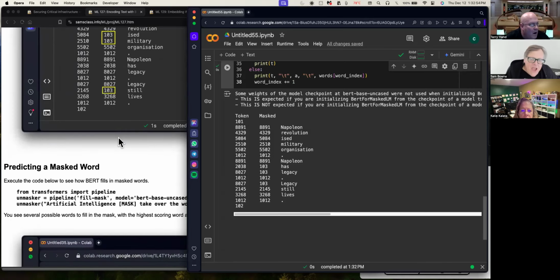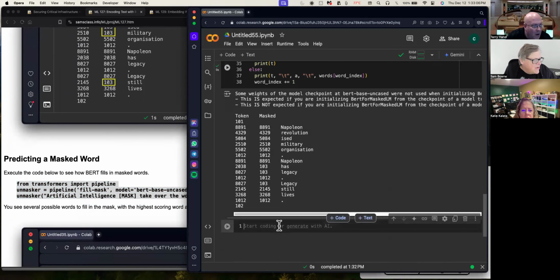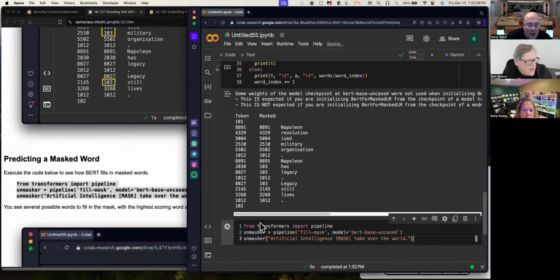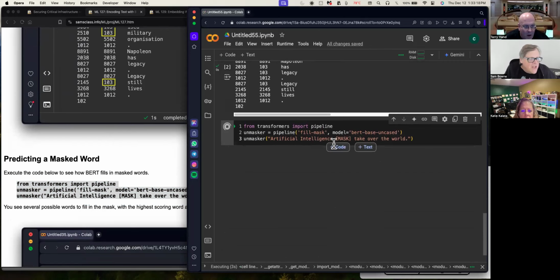And BERT has already learned a whole vocabulary of most of the English words. So we can now try to predict a masked word. And this is one I've shown in the lecture before. This is where I got that image from this project. So I have the sentence, artificial intelligence mask take over the world. And the BERT pre-trained model will calculate what the most likely words are to go in where the mask was.